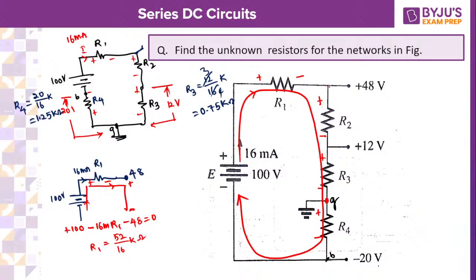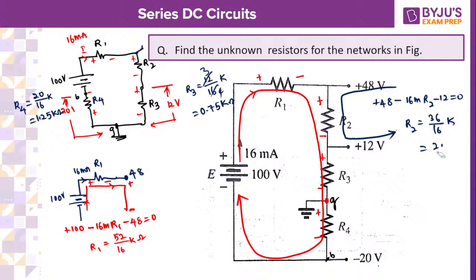R2 is how much here? I am applying here itself. So plus 48 minus I into R2 minus 12 is equal to 0. Plus 48 minus 16 milli into R2 minus 12 is equal to 0. That is how you need to apply KVL. So R2 is equals to 48 minus 12. You are going to get 36. 36 divided by 16 kilo. Around 2 point something you are going to get, 2.25 or 2.35 something. So this is how you can solve.